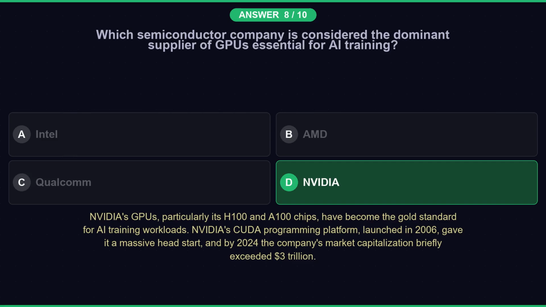The correct answer is D. NVIDIA. NVIDIA's GPUs, particularly its H100 and A100 chips, have become the gold standard for AI training workloads. NVIDIA's CUDA programming platform, launched in 2006, gave it a massive head start, and by 2024 the company's market capitalization briefly exceeded $3 trillion.